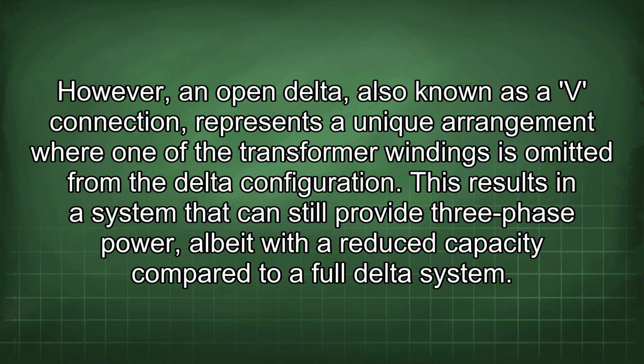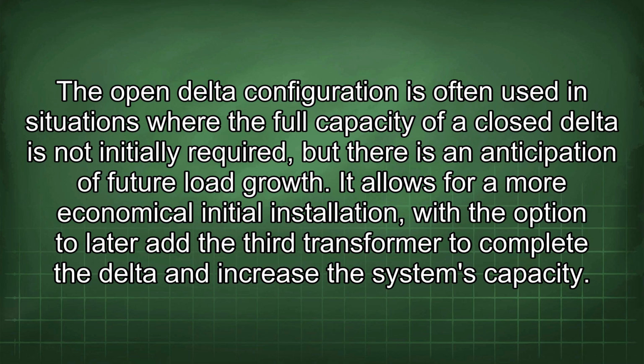This results in a system that can still provide three-phase power, albeit with a reduced capacity compared to a full delta system. The open delta configuration is often used in situations where the full capacity of a closed delta is not initially required, but there is an anticipation of future load growth. It allows for a more economical initial installation, with the option to later add the third transformer to complete the delta and increase the system's capacity.